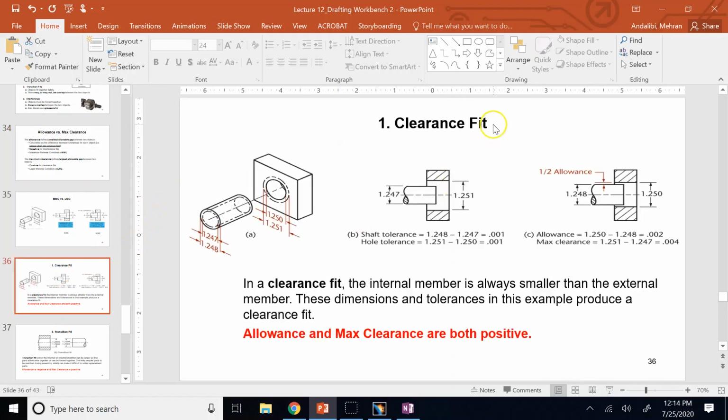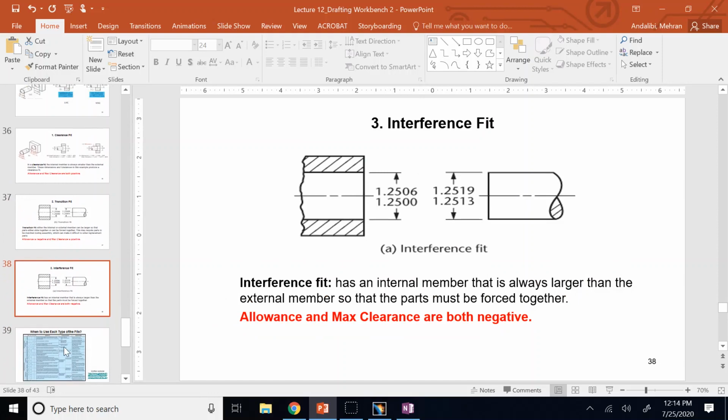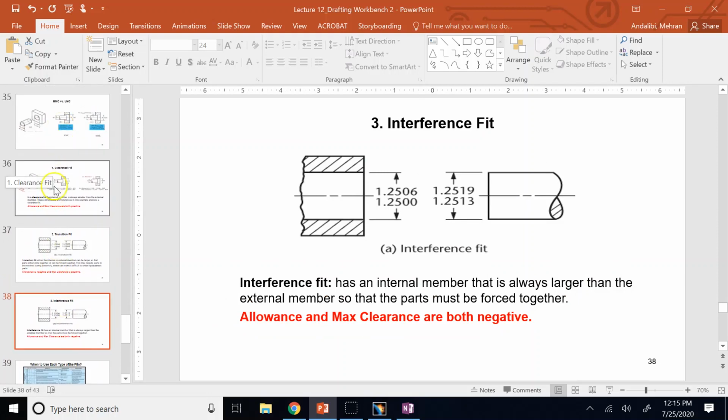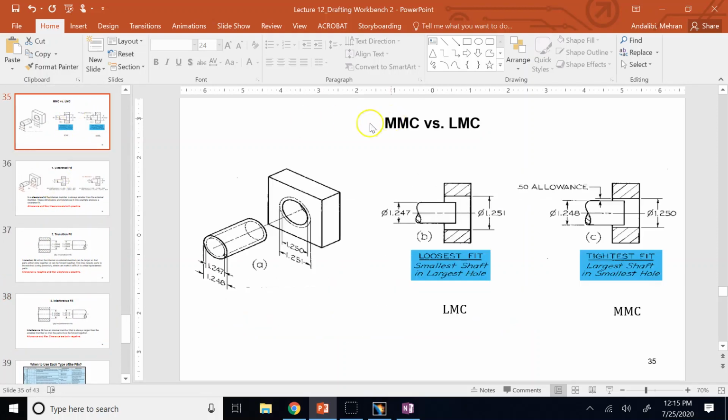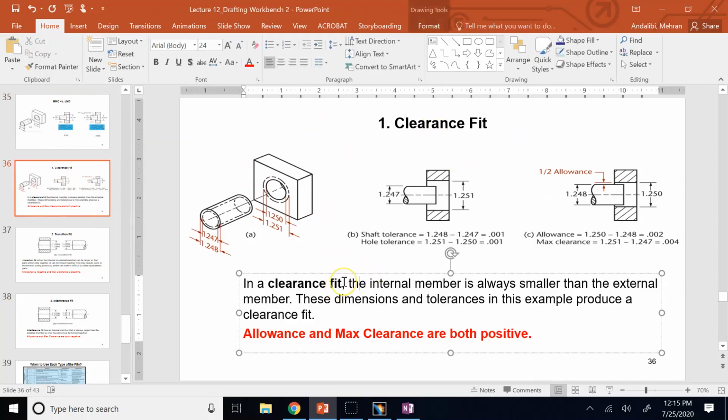And now each one of those three fitting categories that I mentioned to you, each one of them is different in terms of these two parameters. If you have a loose fit, always the shaft is smaller than the hole, always. So the max dimension of the shaft is always less than the min dimension of the hole. Shaft is always smaller than the hole, so there is always a gap.